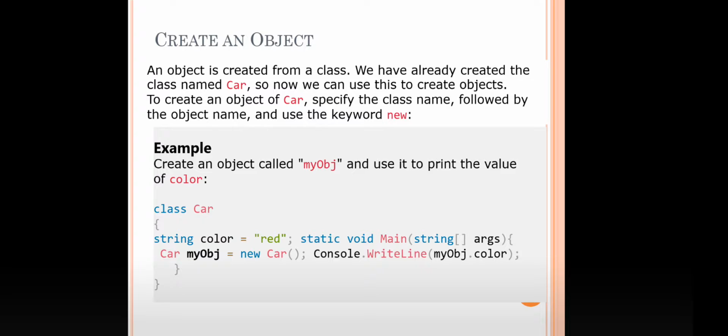Here we can see the line: Car myObj = new Car. The new keyword is used for creating an object, and the object name is myObj. Then Console.WriteLine(myObj.color). Here the color will be printed, which is red.